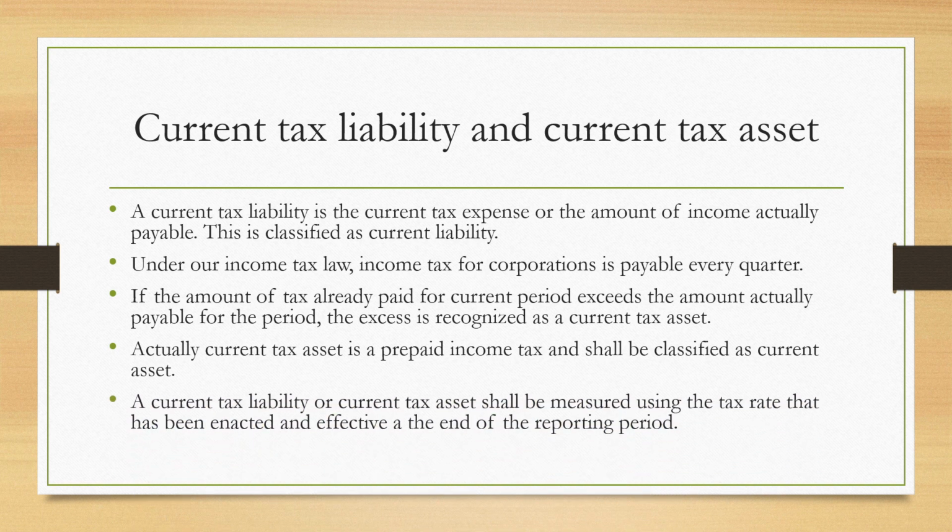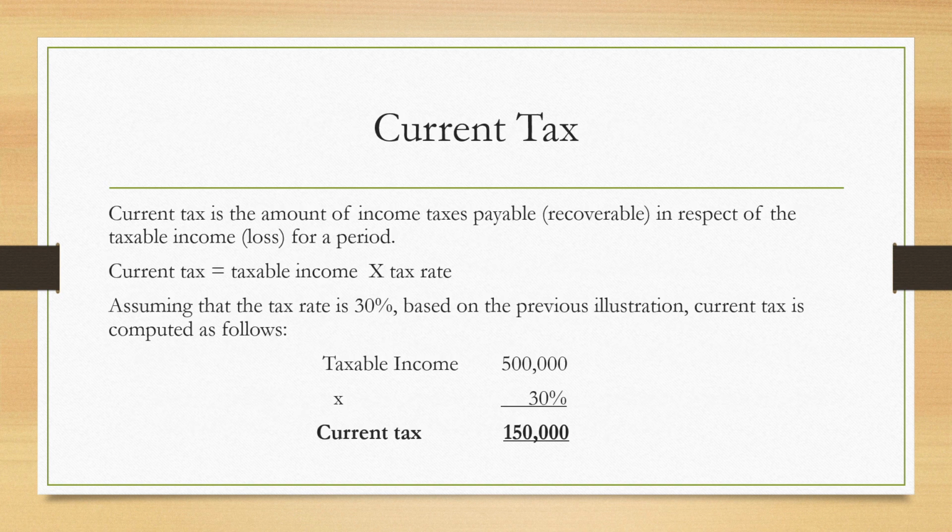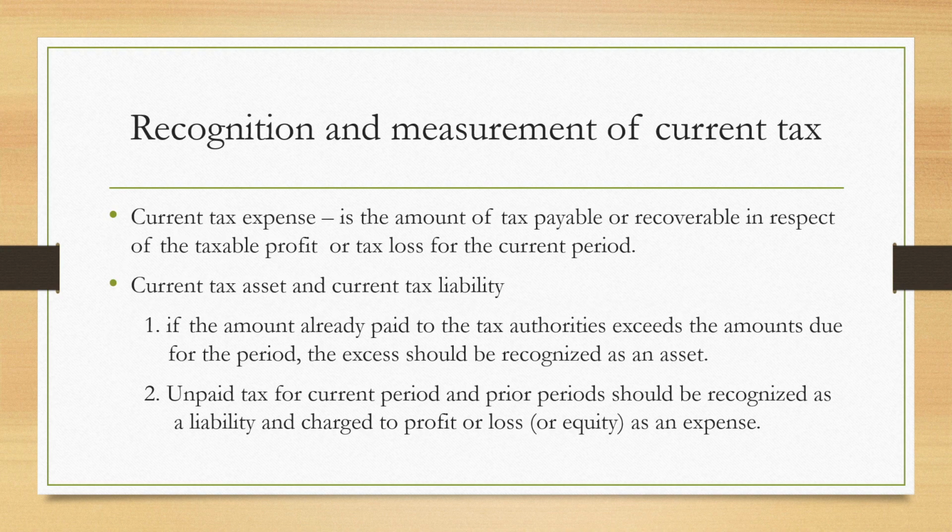A current tax liability or current tax asset shall be measured using the tax rate that has been enacted and effective at the end of the reporting period. Current tax is the amount of income taxes payable or recoverable in respect of the taxable income or loss for a period. Current tax, as I have said, is equal to your taxable income times the enacted tax rate. Assuming the tax rate is 30%, based on our previous illustration, current tax is computed as follows: taxable income 500,000 times 30% equals your current tax of 150,000.